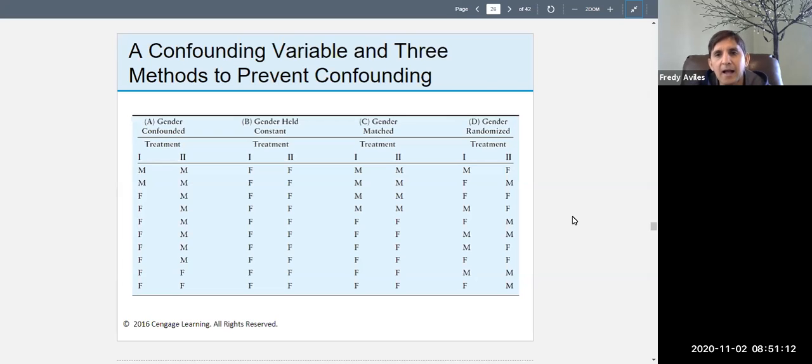And you have C there, gender mismatched. Gender matched.